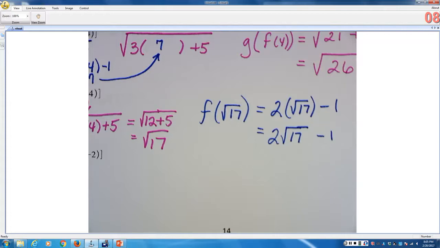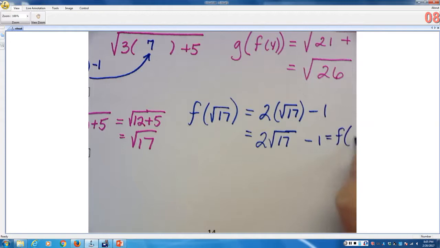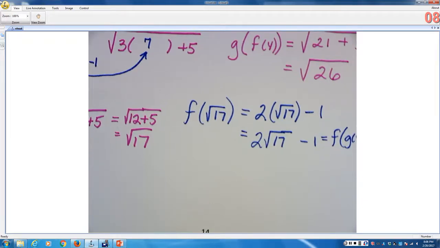So that's f of g of 4. Whatever's inside gets to work first, and then whatever's on the outside finishes the job. Okay?